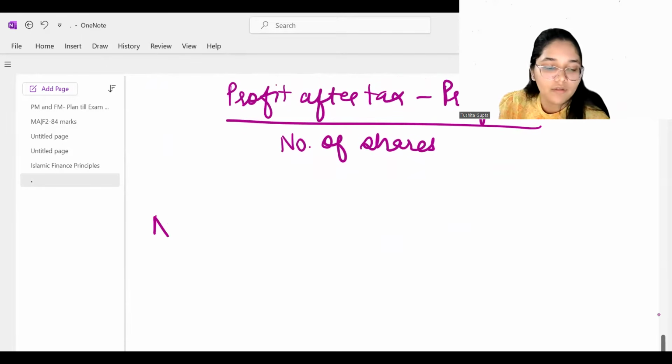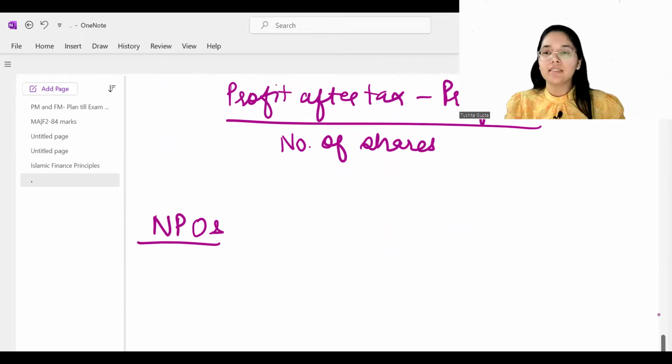Now let's talk about NPOs. I'm sure you would have heard about it. NPOs stand for not-for-profit organizations. These are institutions which do not run for making profits. They have some charitable motives. It could be a charity, it could be a hospital, it could be some school which is not running for profits. So this is how NPOs work.